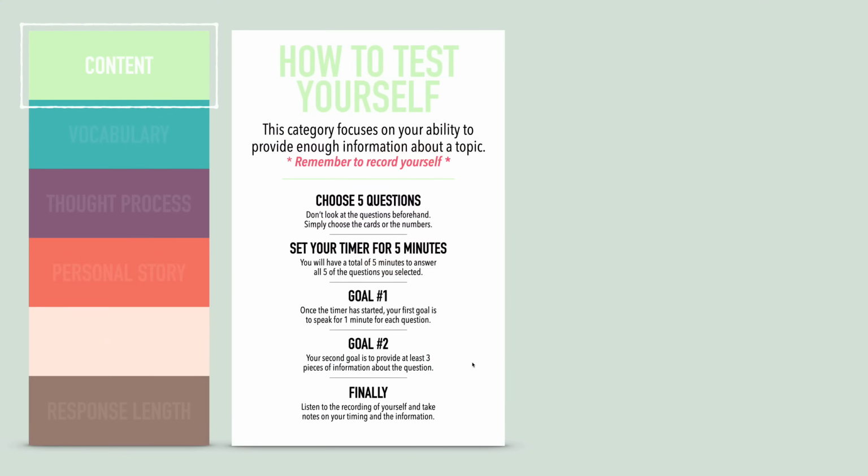Then goal number 2, you want to provide at least 3 pieces of information about each question. So you have 5 minutes to answer 5 questions, 1 minute for each question. But you want to make sure you're giving 3 pieces of information for each question. So let's say the first question is, can you describe your mother? Well, you have to speak for a full minute, 60 seconds, right? Remember, record yourself and also time yourself.